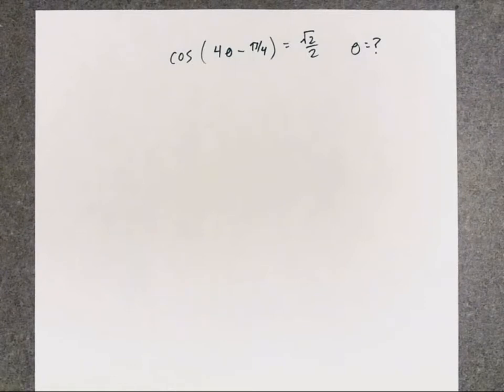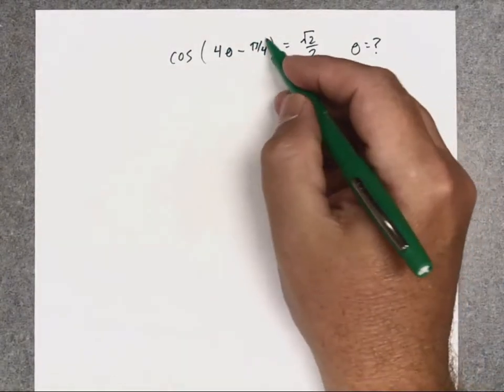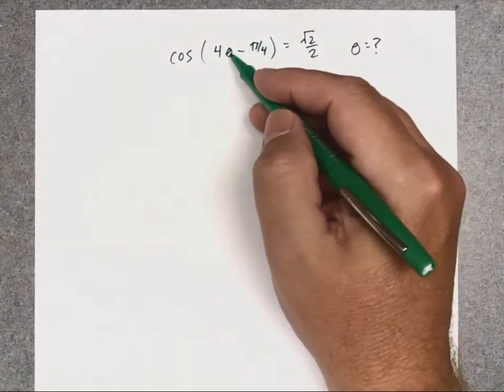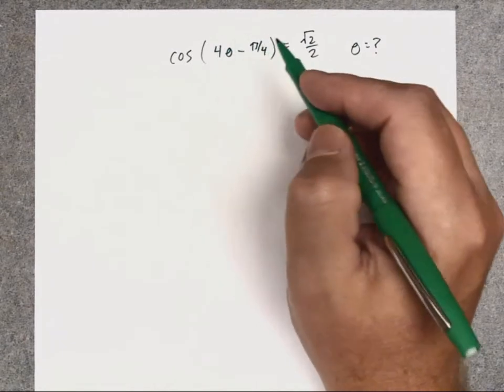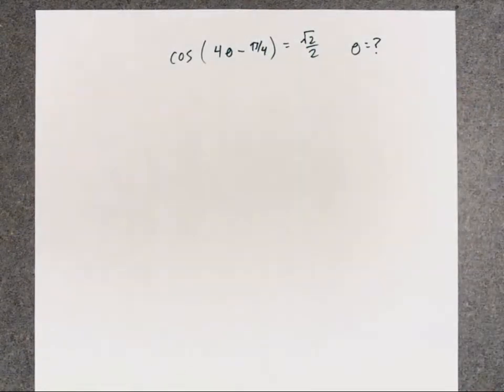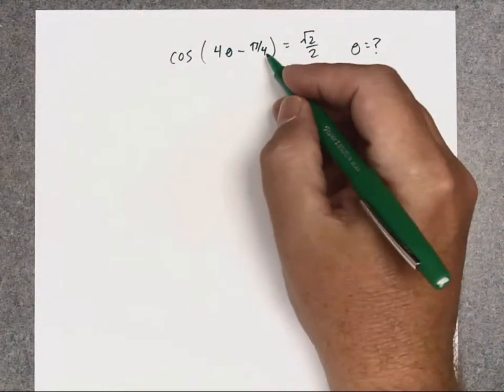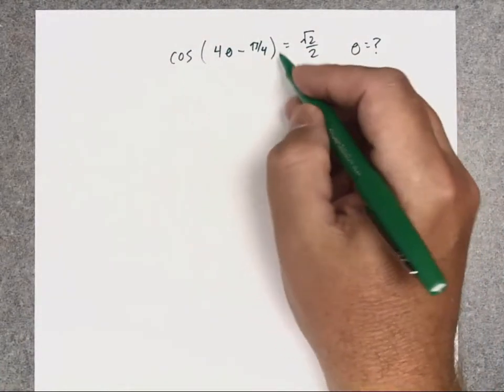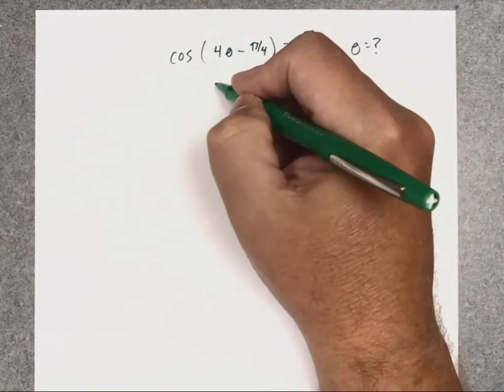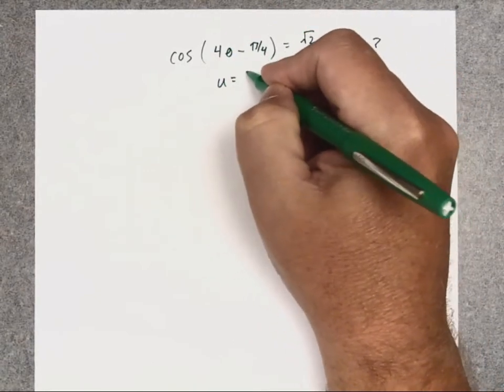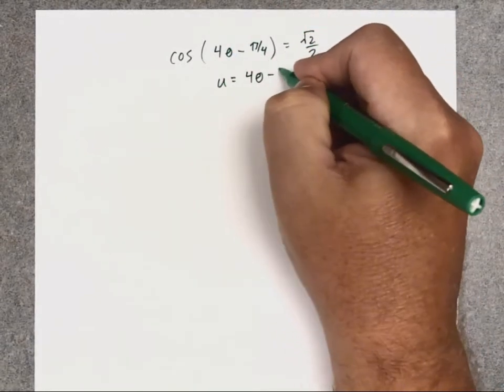So once again, this is a problem where if you look inside the trig function, my theta's there, but I got a bunch of other stuff too. So how I'm going to solve this, I'm going to take all the stuff inside the cosine, inside the trig function, and I'm going to define that as u.